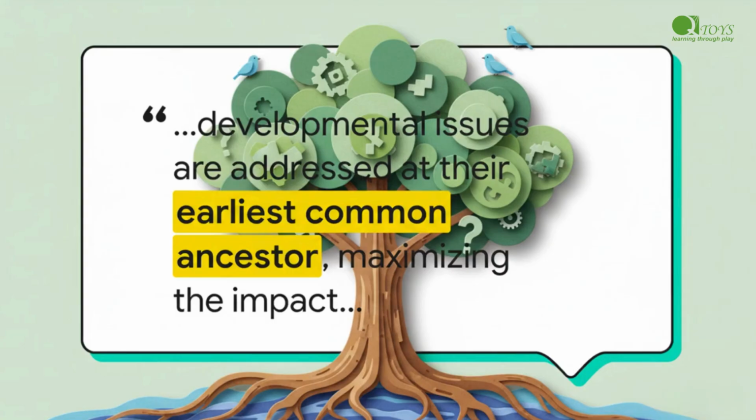This quote from the source just nails it. Instead of trying to patch up the symptom, that struggling canopy skill, you go down to the earliest common ancestor. You find the foundational skill that's a bit shaky, and you strengthen that. When you fix the root, you automatically support that entire chain of skills that grows from it. It's so much more effective.